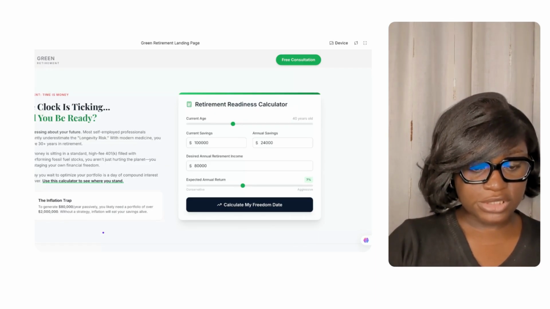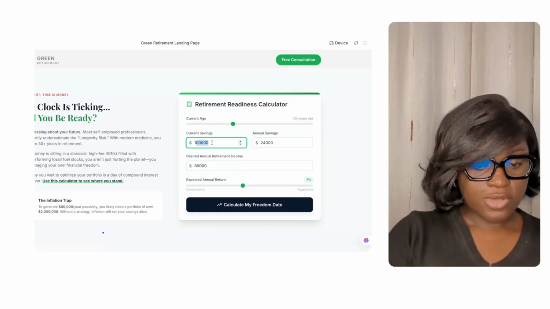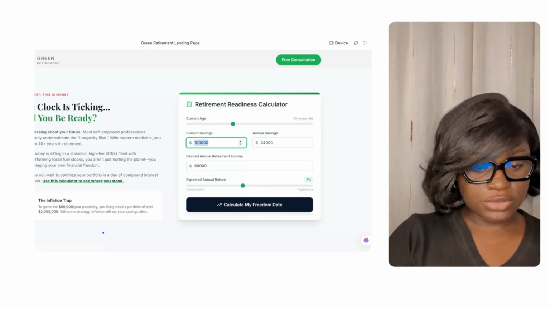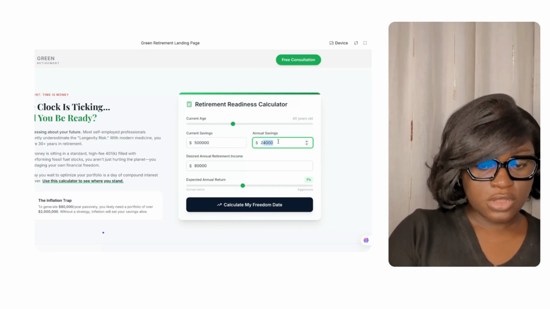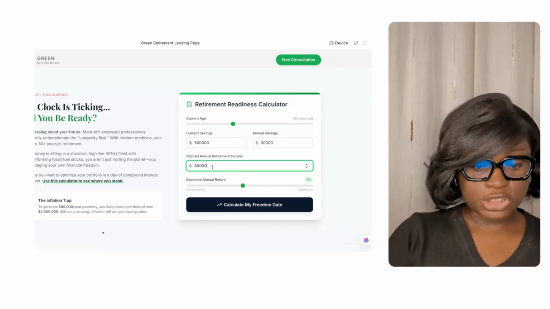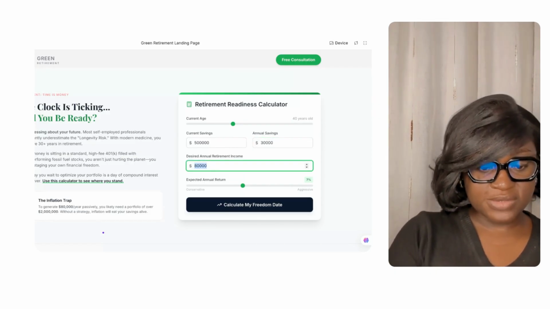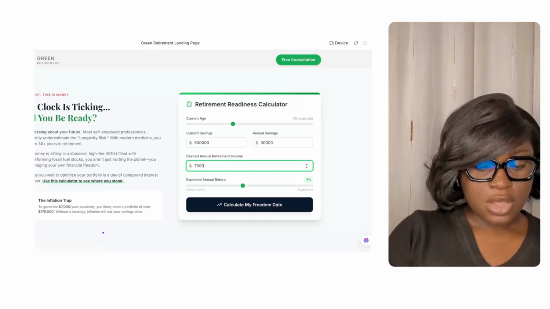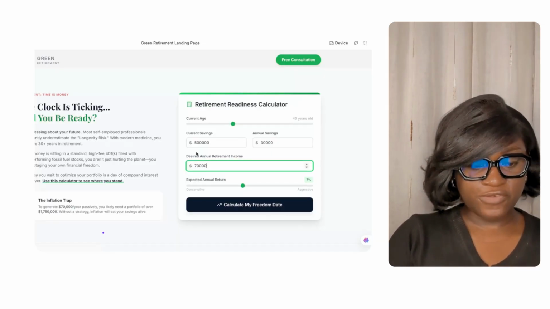So let's say the current savings is 500,000. My annual savings, let's say 30,000. Desired retirement income, which is per annum, let's say 70,000. So calculate my freedom rate.